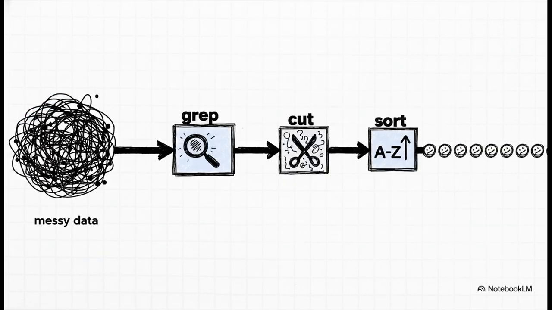You build a pipeline. You take that messy grep output and you pipe it to the cut command to pull out just the usernames. Then you take that result and pipe it to sort to put them in alphabetical order. Just like that, in one single line, you've created a custom tool that gives you a clean, sorted list. That's the power of the pipe.